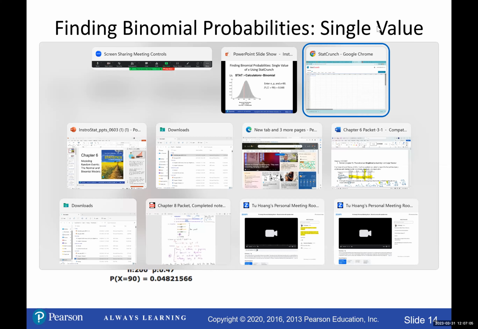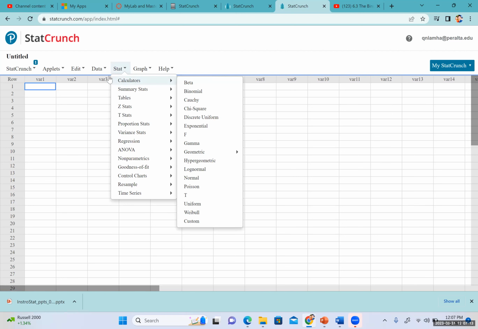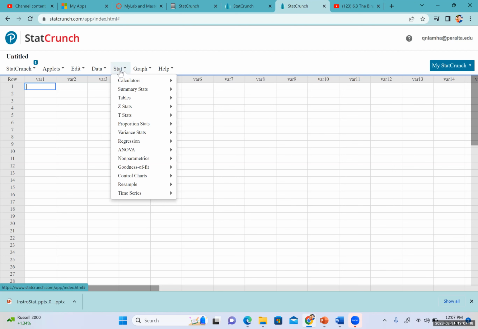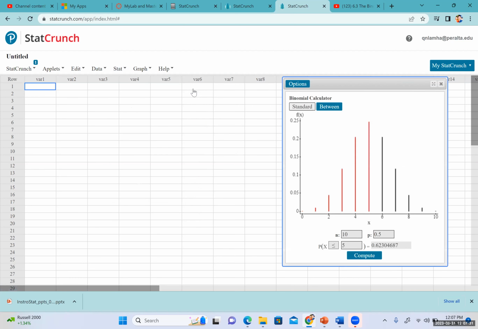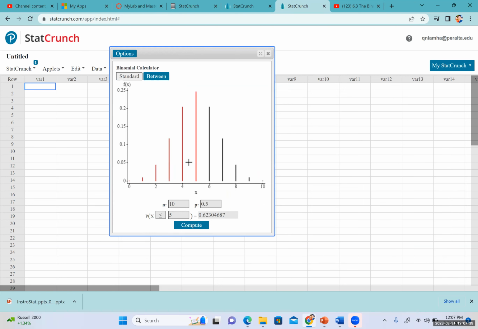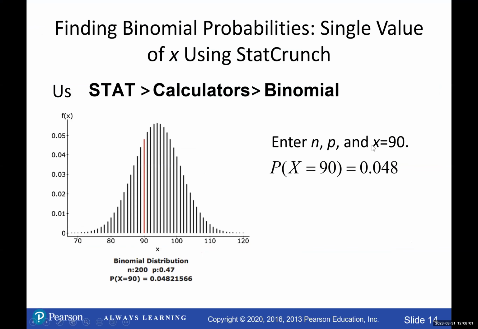Okay, at this point I hope everyone knows how to get into StatCrunch. In StatCrunch, you go to Stat. Not click, just move the mouse there, and it right away shows you the tab with the calculators. Then zoom over to Binomial and click on that. Now you have a graph with n equal to 10. Actually n is 200. The probability of success is 0.47, and x equals 90.